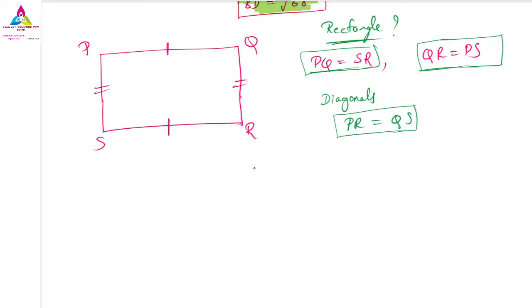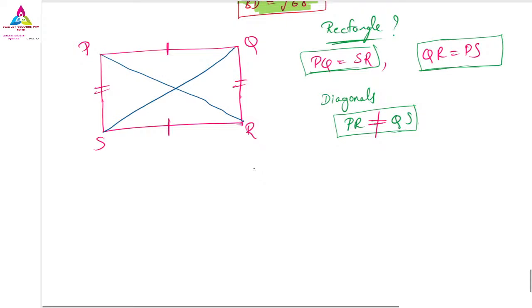If in case PQ is equal to SR, and QR and PS opposite sides are equal, but the diagonals are not equal, what type of figure are you going to get? If opposite sides are equal, but these diagonals, PR and SQ, when you find them, are not equal, what type of quadrilateral are you going to get? What type of figure are you going to get?